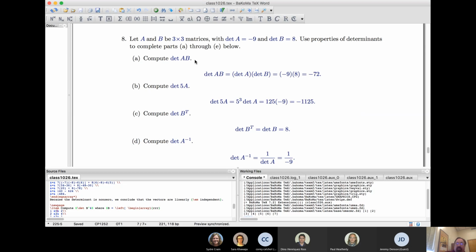So for example, determinant of a product, as we saw in the previous problem, is equal to the product of the determinants, so you can just multiply these together. We get that.